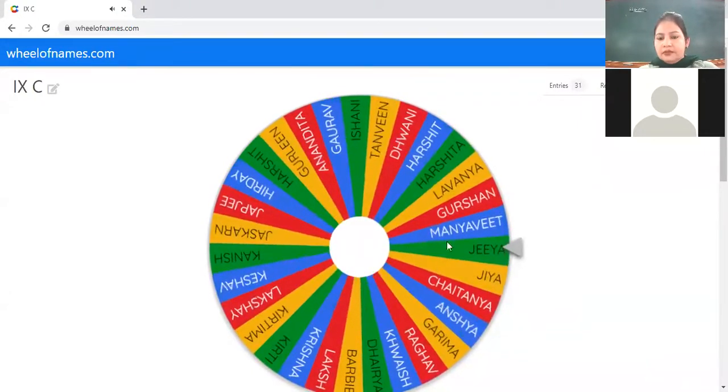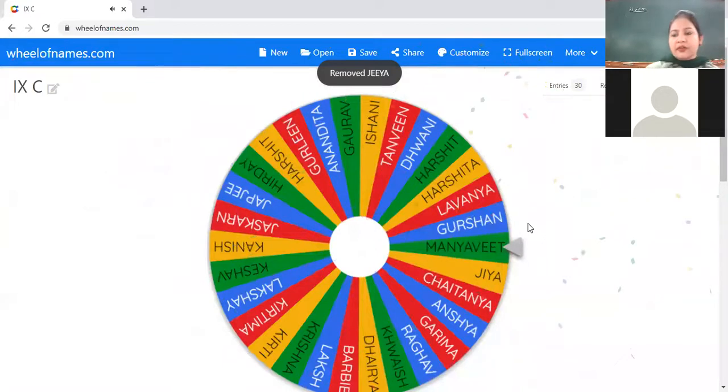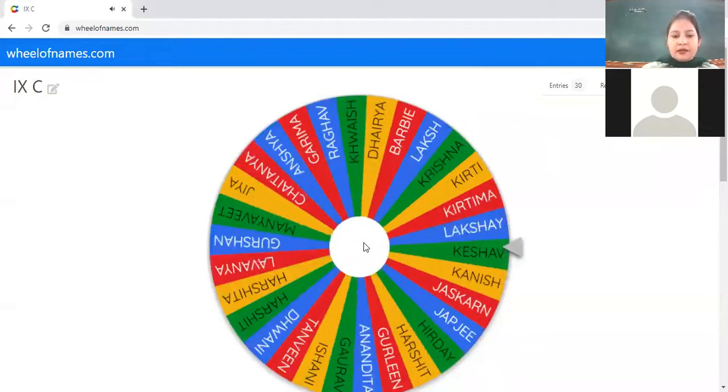Jia. Yes, Jia. Unmute yourself and answer this question. State the law of conservation of energy. The law of conservation of energy states that energy can neither be created nor be destroyed. It can be converted from one form of energy to another form, and energy is constant in the universe. Yes, very good. So the total energy of the universe remains constant. Energy can only be converted from one form into the other. Next.